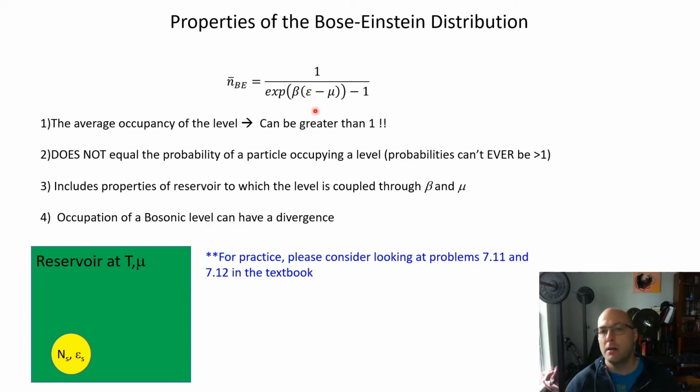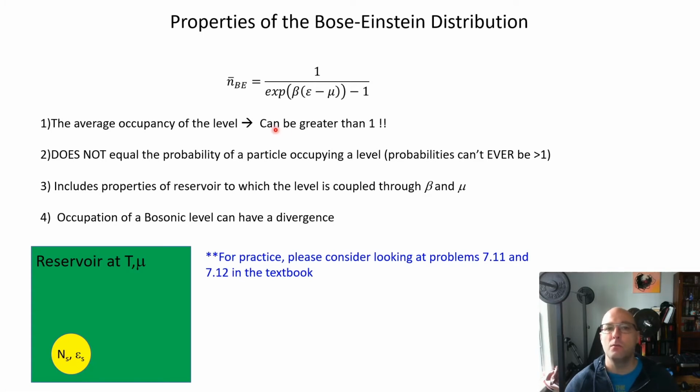If e to the beta (epsilon minus mu) equals 1, n bar BE diverges. That's really significant. Basically it means there has to be a phase transition. So we'll be talking about that later in the context of the Bose-Einstein condensation.